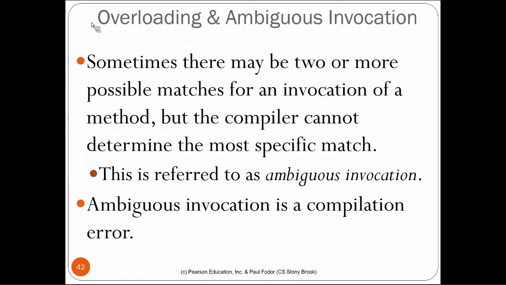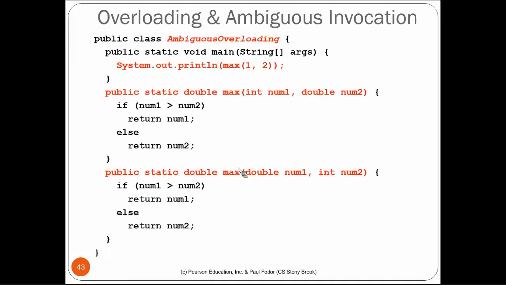However, it has a side effect. Sometimes it may be ambiguous which method we are invoking. Let's assume that there are two or more possible matches for the invocation of the method, and the compiler cannot determine which is the most specific match. This kind of invocation is called an ambiguous invocation and is a compilation error. Here I give you an example. I define two max methods. They take an integer and a double, or a double and an integer. As long as I don't invoke these methods, or I invoke them with an integer and a double, or a double and an integer, everything is fine.